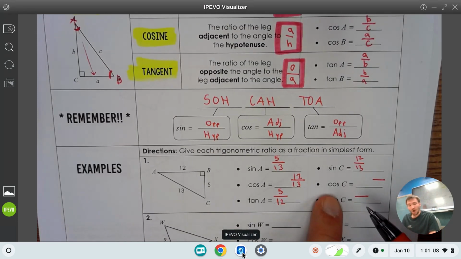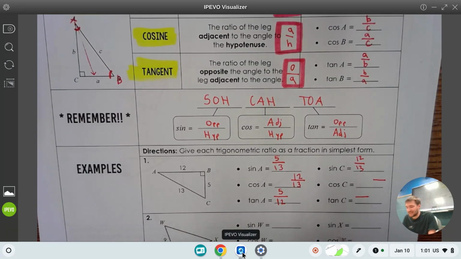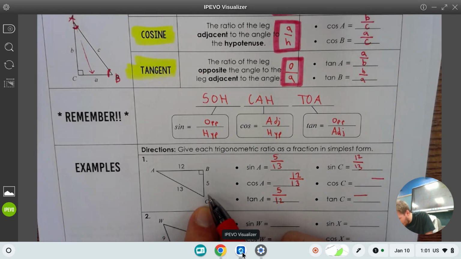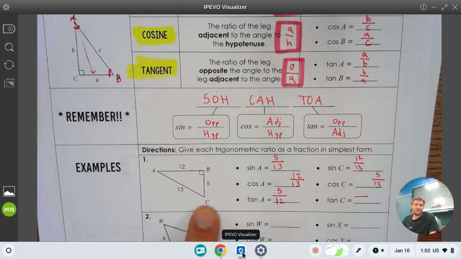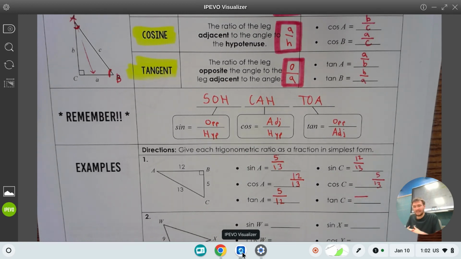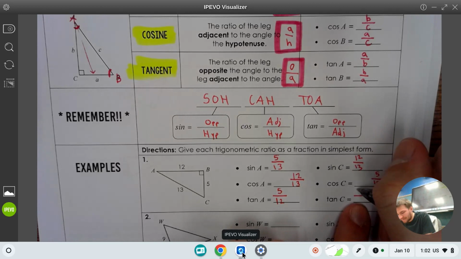Now what about the cosine of C? It would be the adjacent. I'm standing in this corner now. I'm adjacent to 5. 5 over 13. And then we're going to finish with the tangent, and the tangent is opposite over adjacent, 12 over 5.